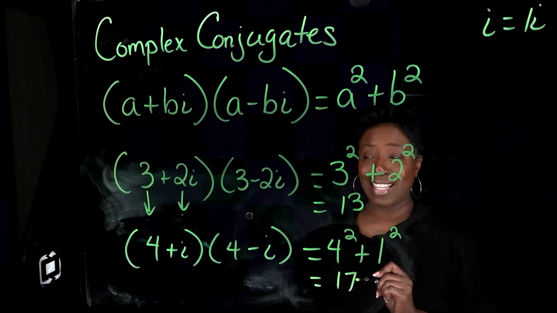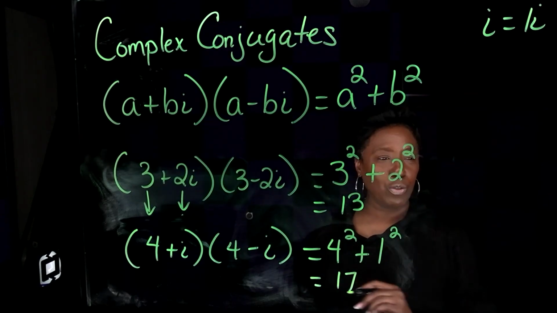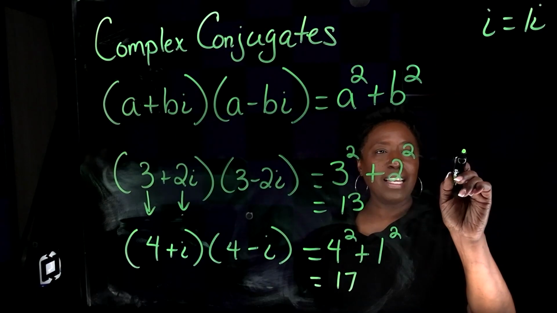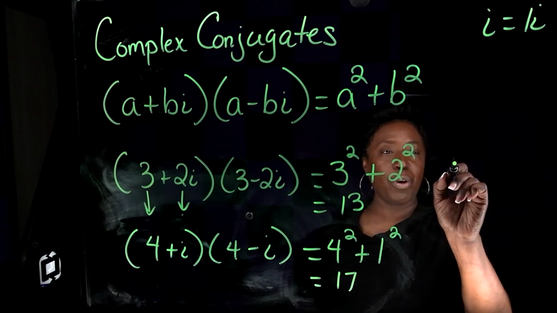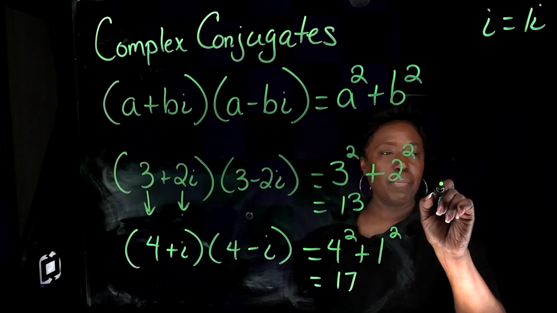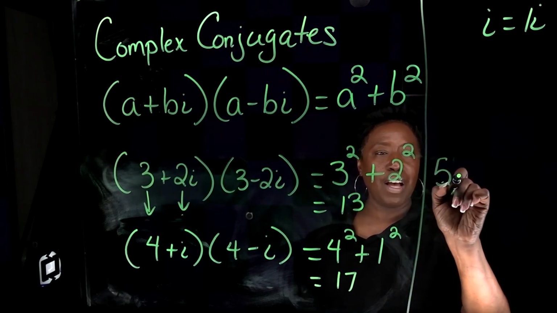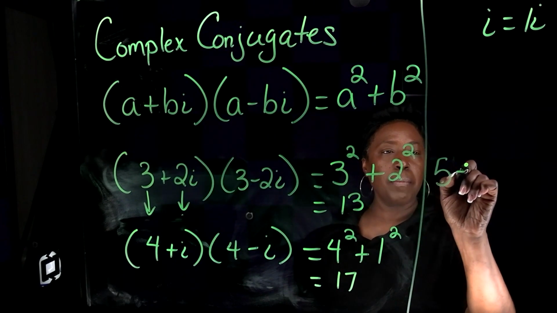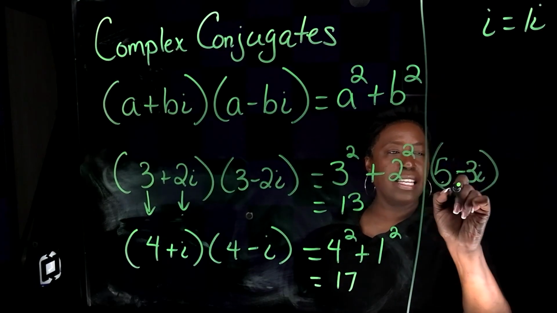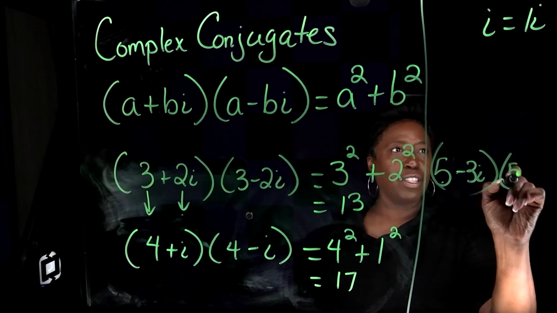Are we clear? Is this easy? I hope so. We'll do one more and then we'll wrap this up. Let's try, and of course, because of the commutative property, nothing magical about having the plus first. We can do 5 minus 3I times 5 plus 3I.